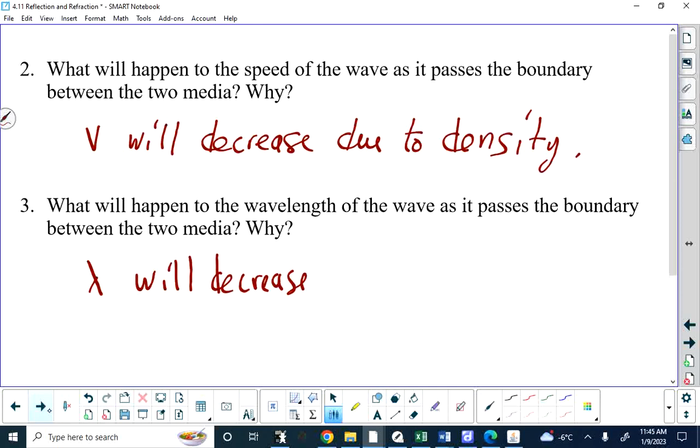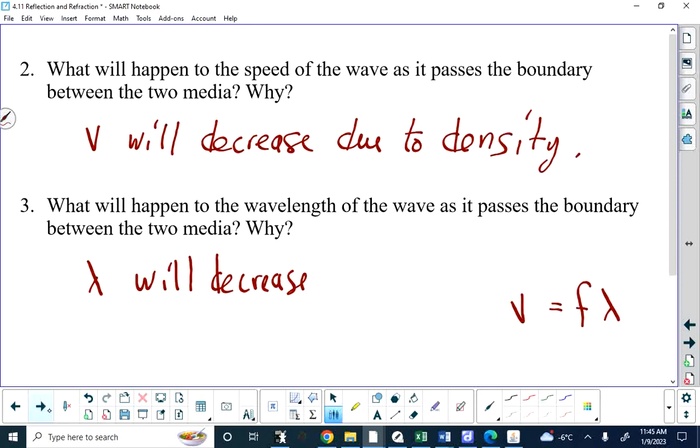How come? Formula, since it's multiple. You're like me, I want to look at a formula. If we have v equals f lambda, I'm assuming that's the formula you're talking about, and the frequency is the same, but the speed goes down, the wavelength has to go down.